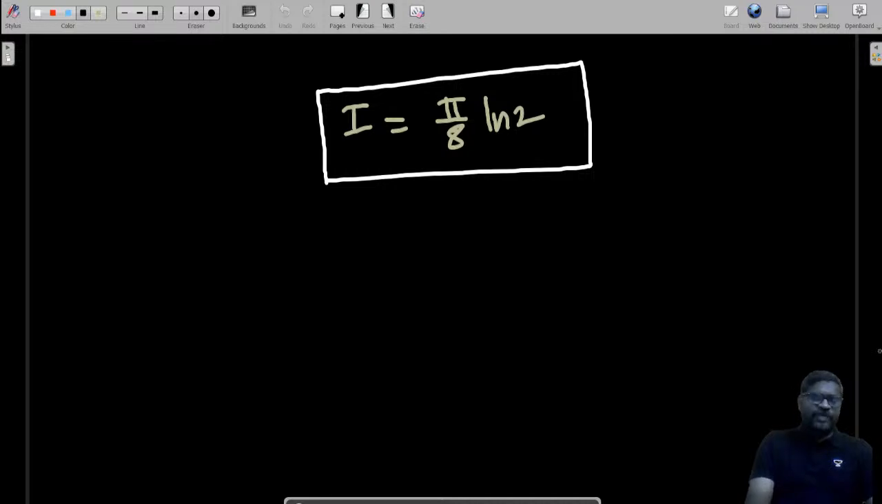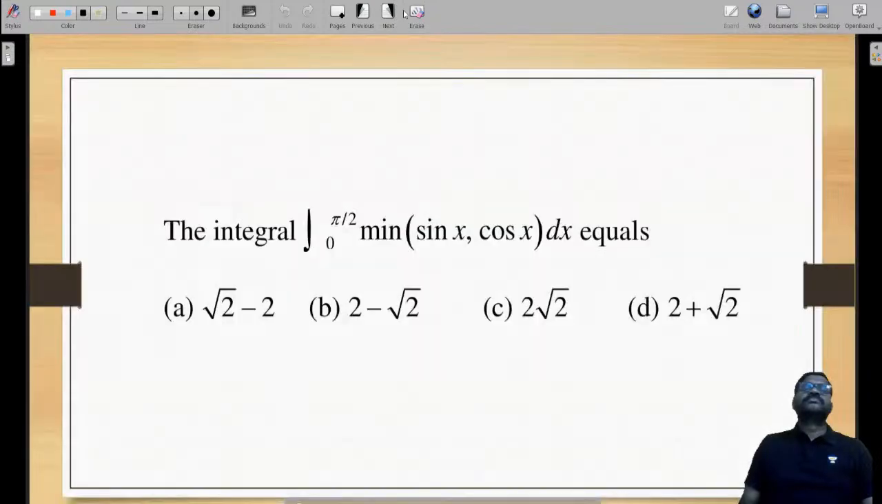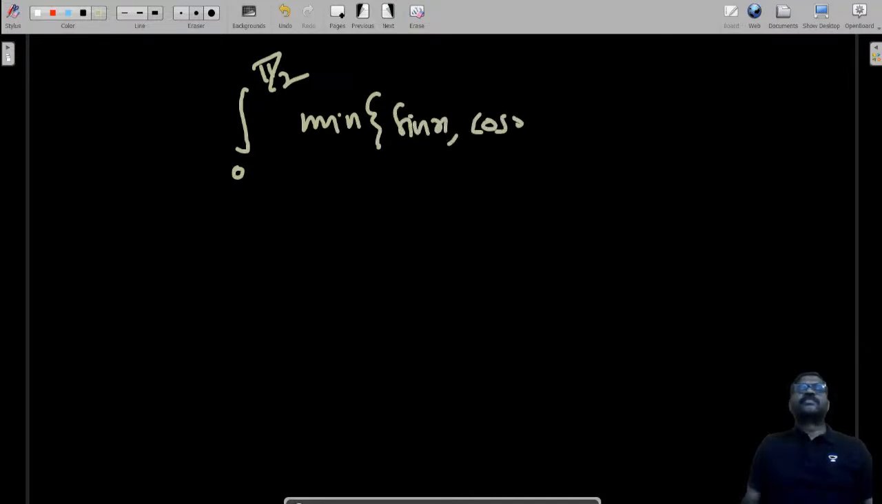The value of integral is pi by 8 log 2. Now, integral 0 to pi by 2, minimum of sin x comma cos x dx. Understood? Minimum of sin x comma cos x dx.